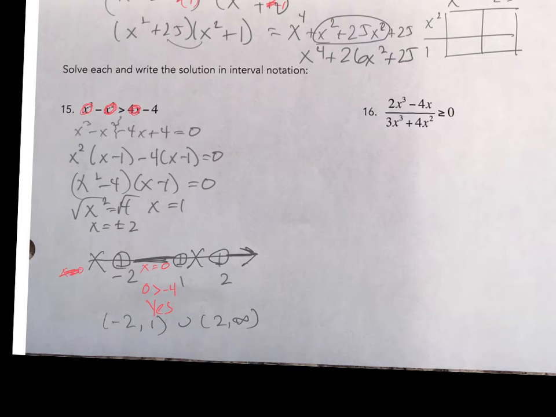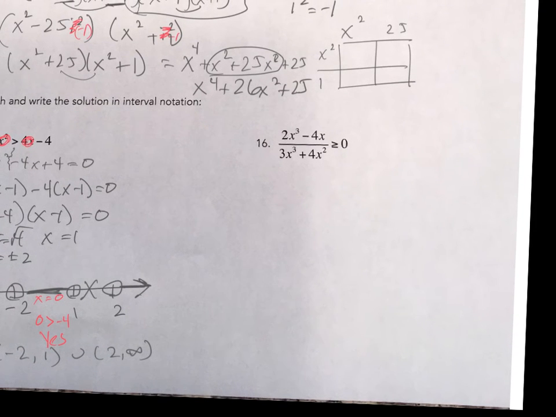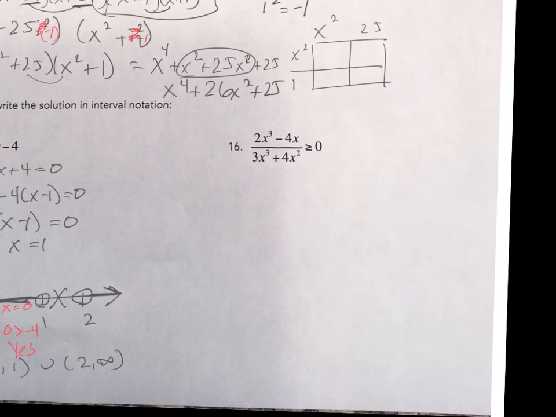Now for number 16, this one is a fraction, as you can see, and the fraction behaves differently. We have different rules. The numerator is going to go with the top sign, and the denominator is never equal to 0. So you treat them separately. So we're going to have 2x to the third minus 4x, set that equal to 0. Factor it out.